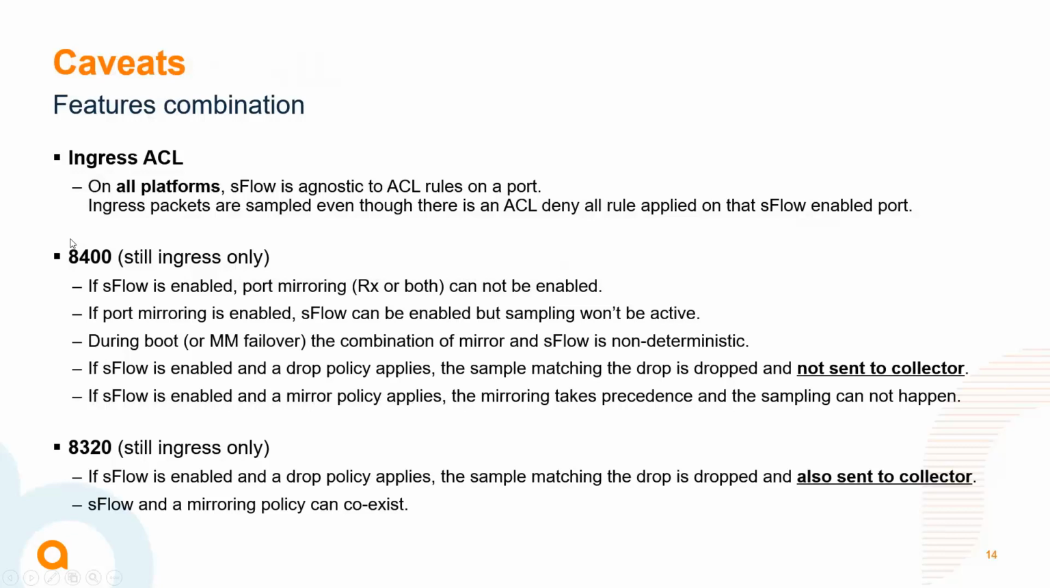So a note for 8400. This is still ingress only as of 10.7 right now, but when sFlow is enabled, port mirroring cannot be enabled. Those restrictions are documented, but just as a reminder, if port mirroring is enabled, sFlow can be enabled, but you won't get the sampling. You will just get the counters being exported. Sampling won't be active. As a consequence, if there is a reboot, the combination of mirroring and sFlow is non-deterministic. It will be based on which one is applied first.